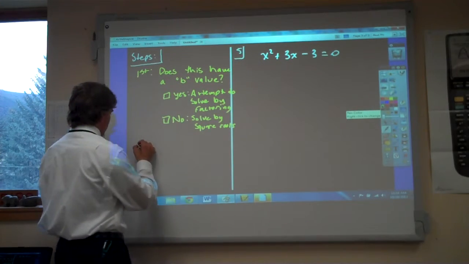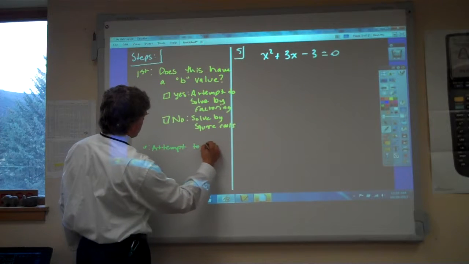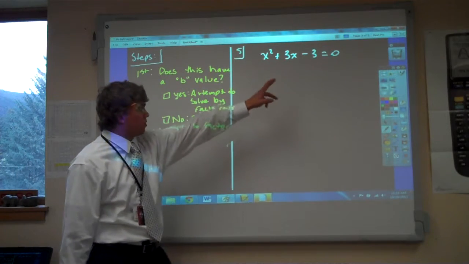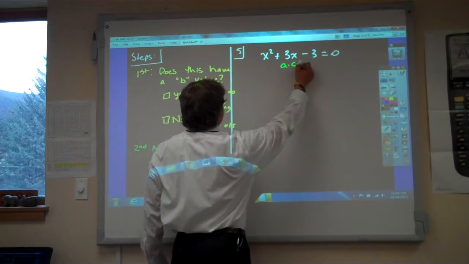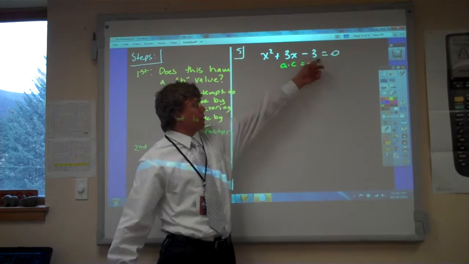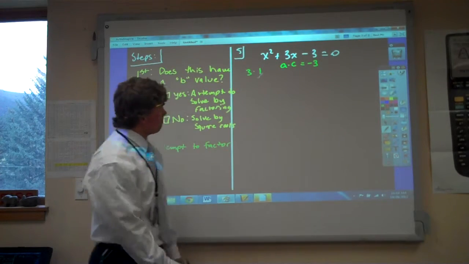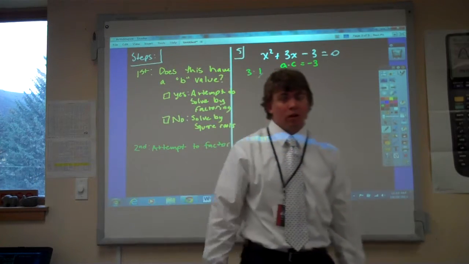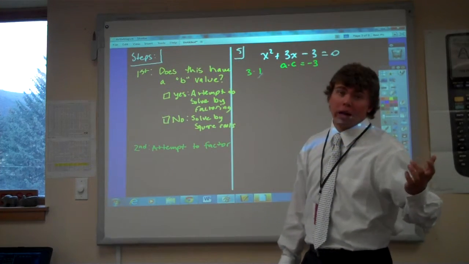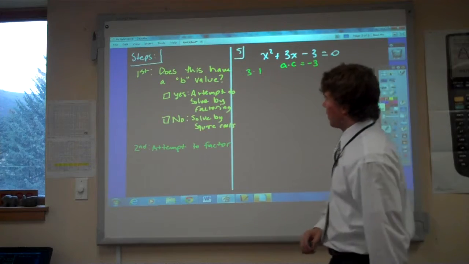So what's the first thing we do? Well, first I'll write second. Attempt to factor. So we're going to attempt to factor. And then when we attempt to factor, we do 1 times negative 3, a times c, equals negative 3. And we need the product to equal negative 3 and the sum of our factors to equal 3. So we could do 3 times 1. But it doesn't matter how we cut 3 and 1. We're never going to be able to get 3. We'll end up with positive or negative 2, or positive or negative 4. So we'll never get 3. So we can't factor.